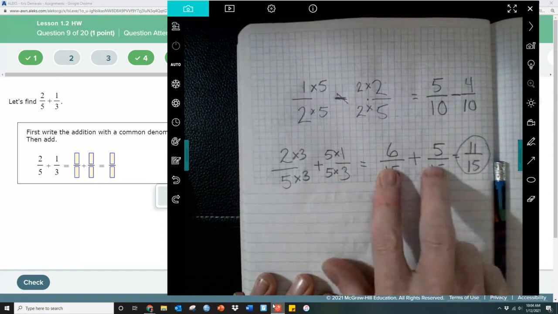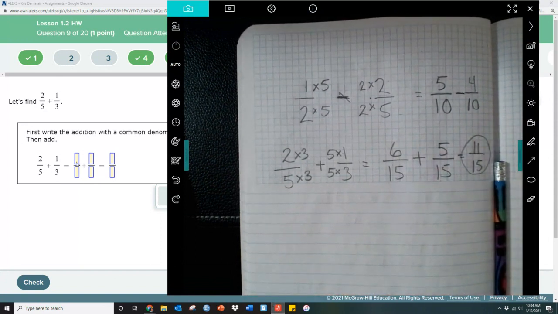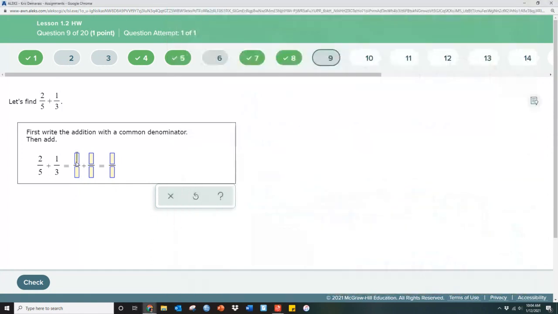While that's my answer, I still need these two because they're part of the process that's required for completion of this. So I'm going to put all that in there. So 6 over 15, 5 over 15, and then 11 over 15.